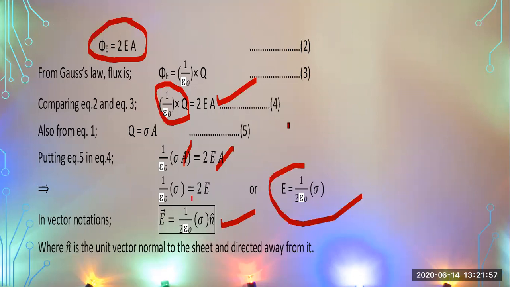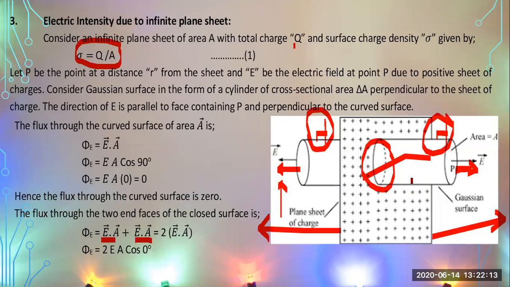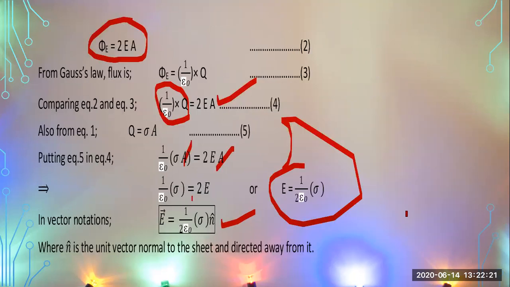You have used this electric field intensity with vector notation, and this will show the direction, where n hat is the unit vector normal to the sheet, directed away from it. If you look at the back side, this is basically the charge sheet, and this is directed away from that surface charge density. So this vector shows the direction.